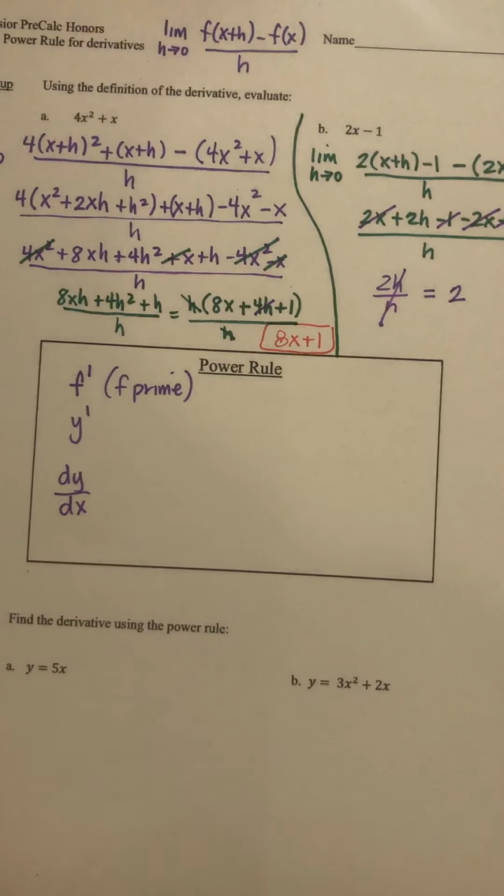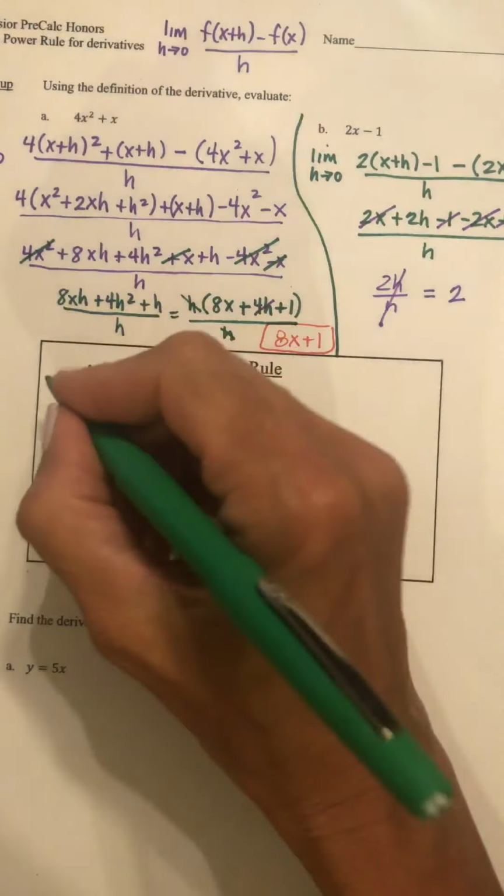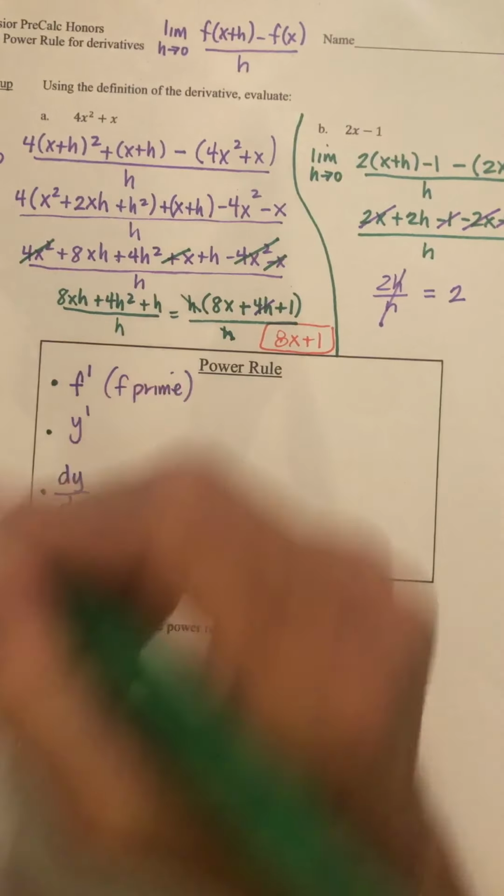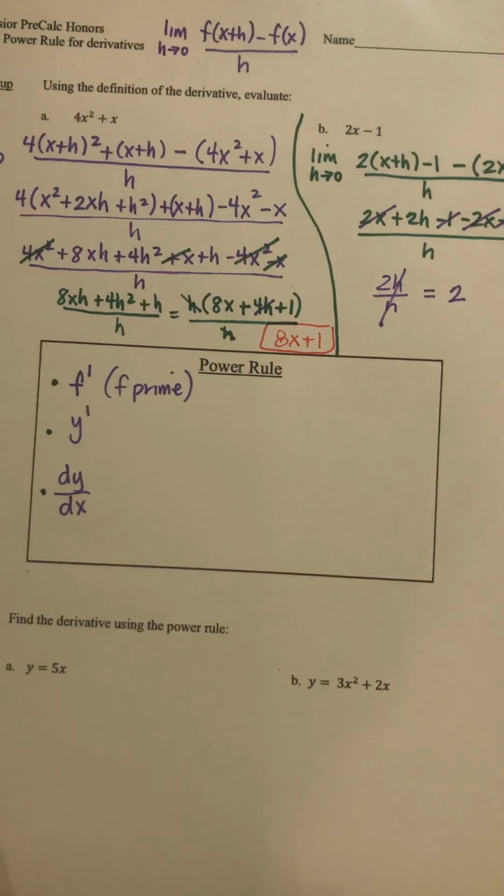And they say a lot, dy over dx, and that's the derivative of y with respect to x. That's what it means. All of these terminologies, 1, 2, 3, mean to find the derivative. Different ways you'll say it.